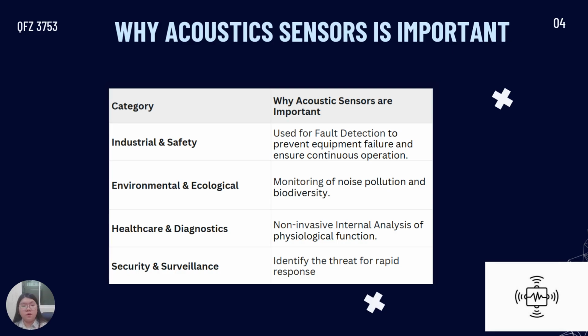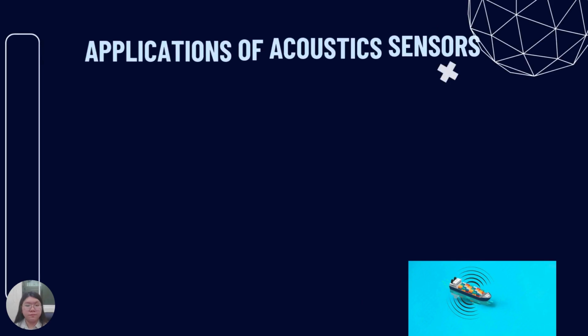It can be classified into four categories. Industry and safety use it for fault detection to prevent equipment failure and ensure continuous operations. For the environmental and ecological, it can be used for monitoring of noise pollution and biodiversity. For healthcare and diagnostics, it allows non-invasive internal analysis of physiological functions. For security and surveillance, it can identify threats for rapid response, so when we are in danger we can know very quickly and respond.